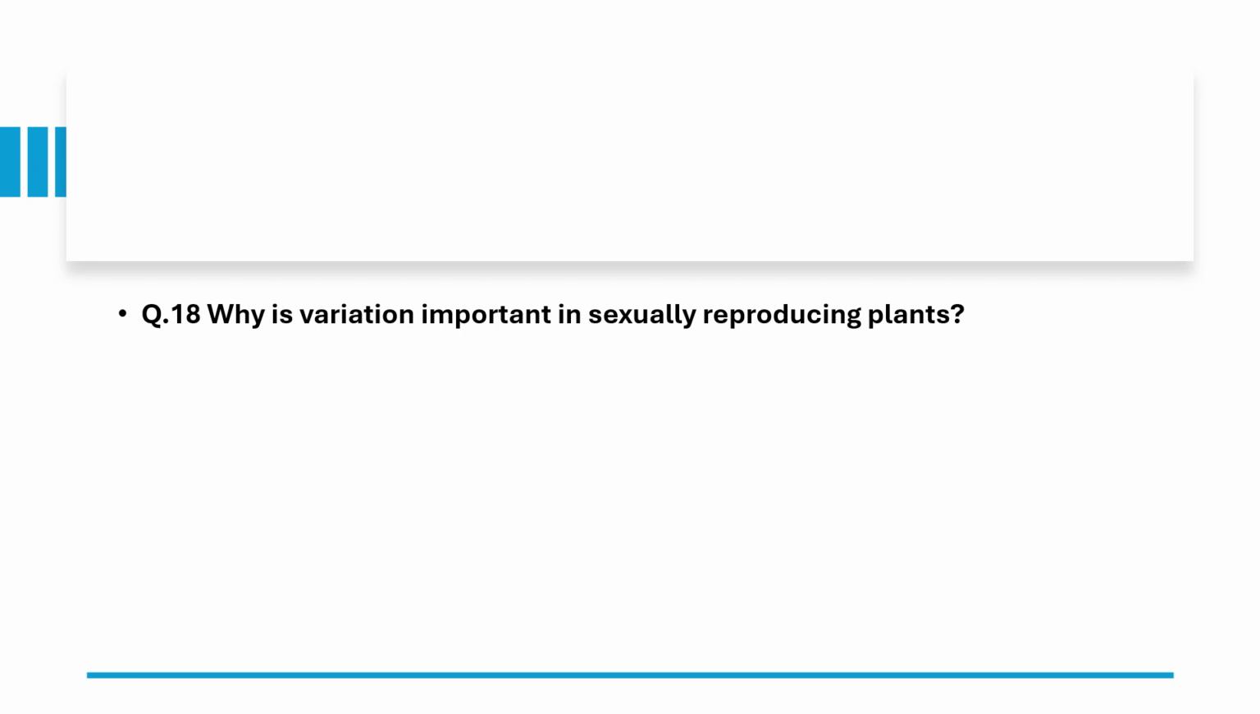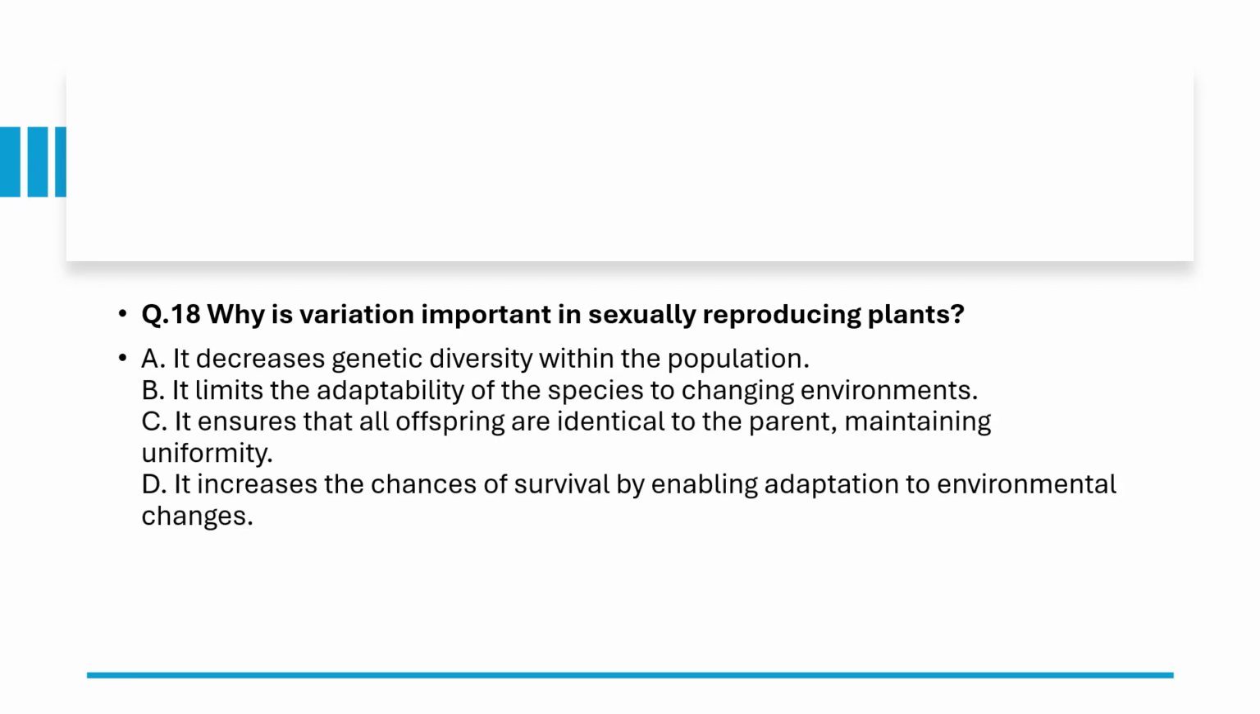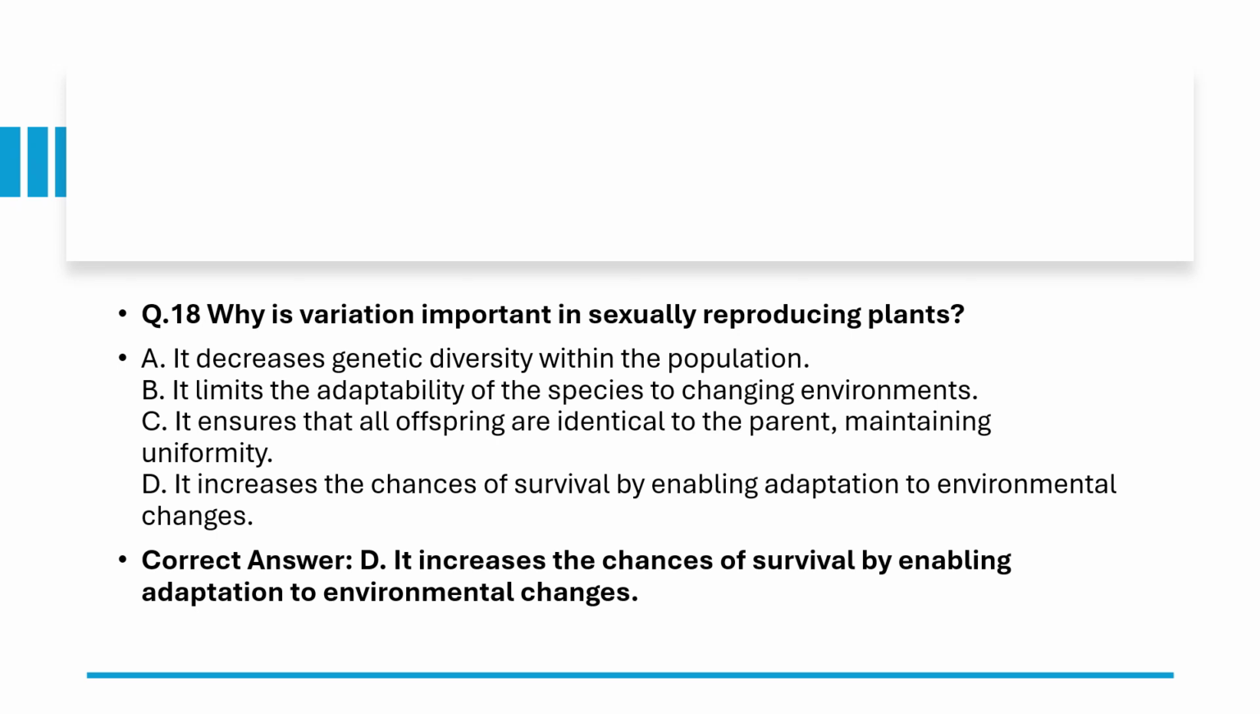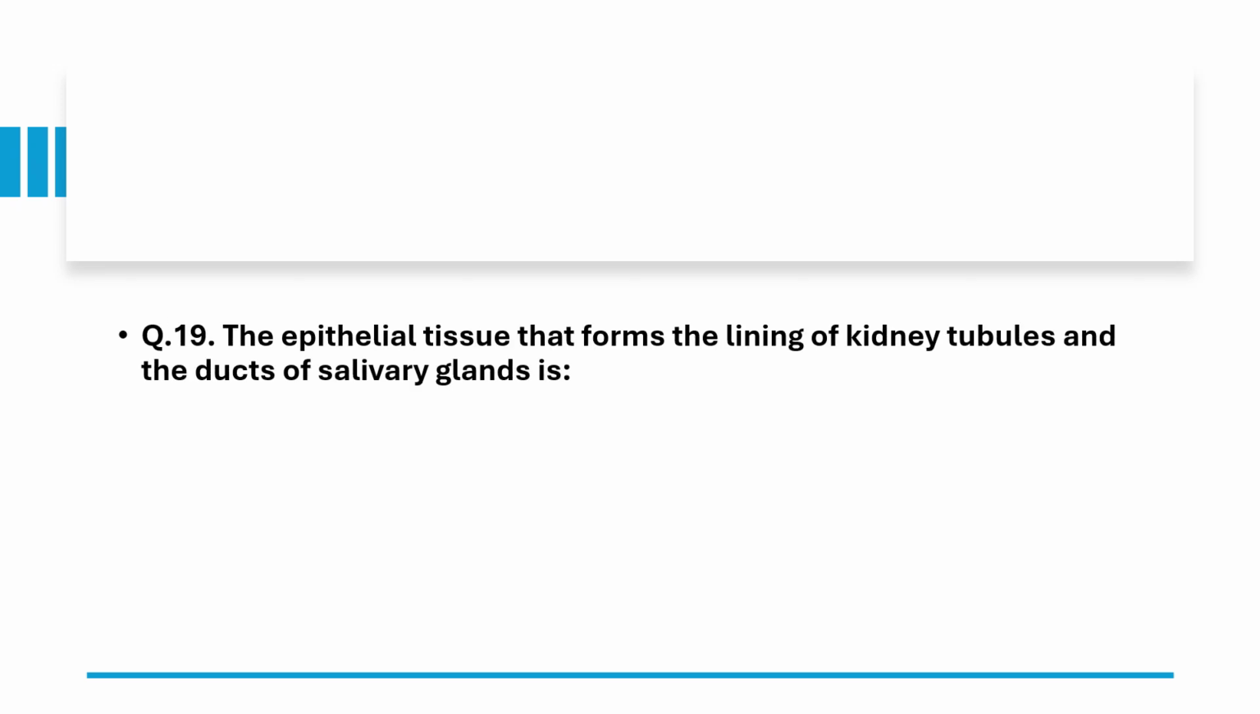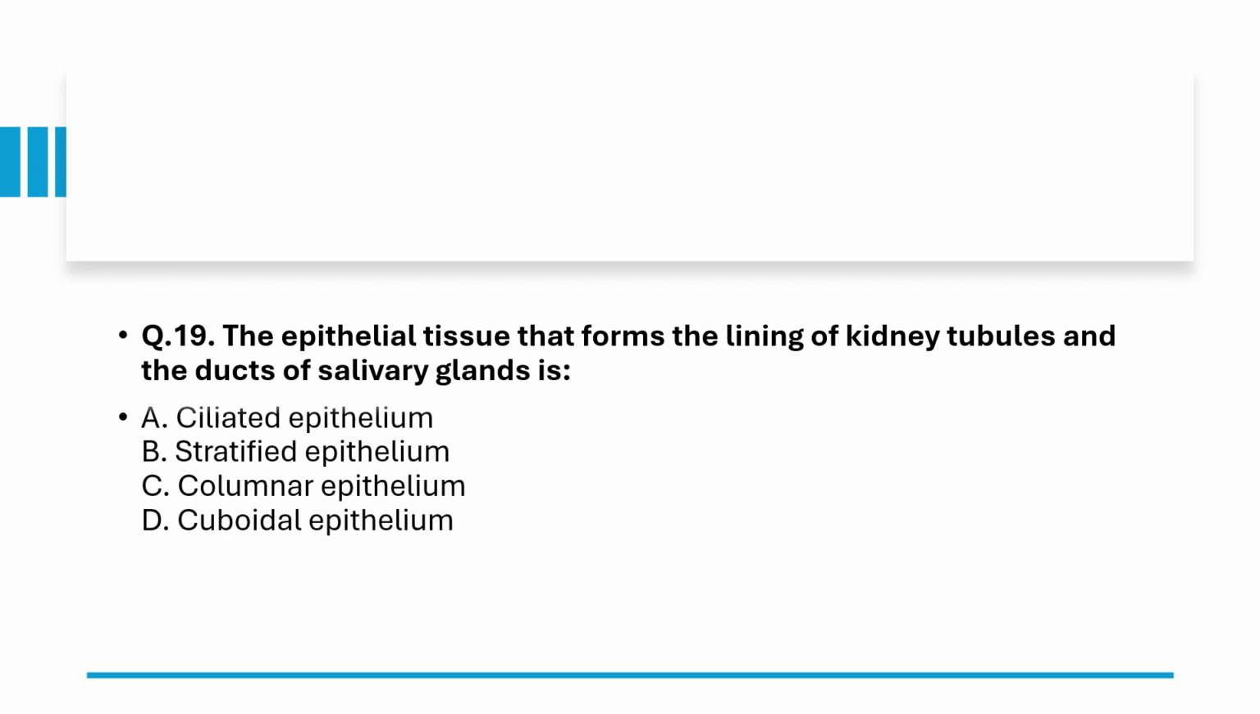Why is variation important in sexually reproducing plants? Here are the options, and the correct answer is option B. It increases the chances of survival by enabling adaptation to environmental changes. The epithelial tissue that forms the lining of kidney tubules and the ducts of salivary glands is option D, cuboidal epithelium.